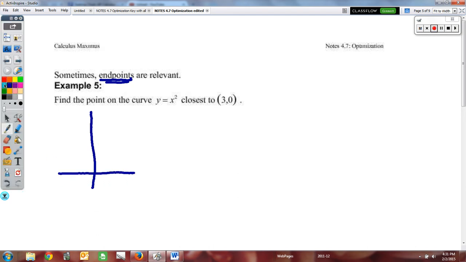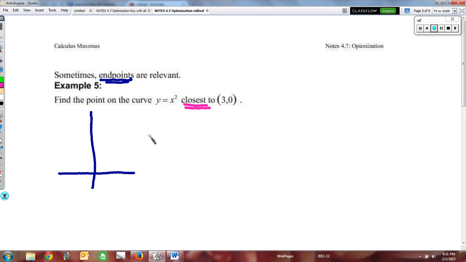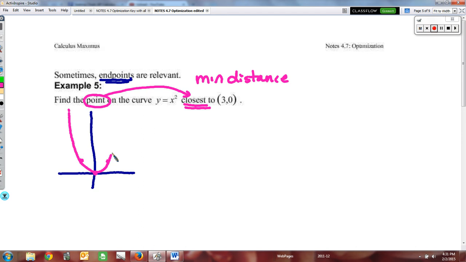First off, we see that this is an optimization problem because we're looking for the closest, the point, I'll circle that, closest to 3, 0. So that's minimizing a distance. Farthest would be maximizing, closest would be minimizing. So we need the curve, so let's sketch that in. So we have our nice x squared curve. So we put that in. Doesn't have to be a great picture.